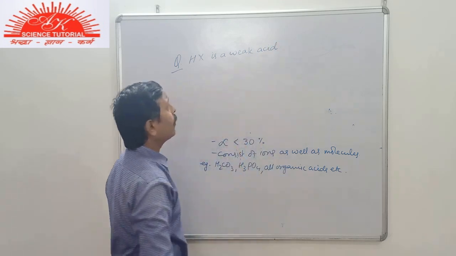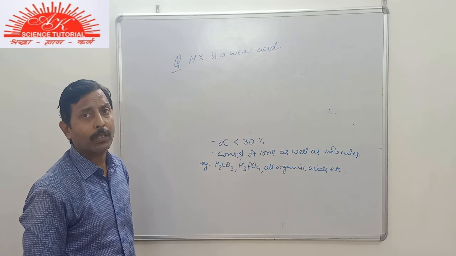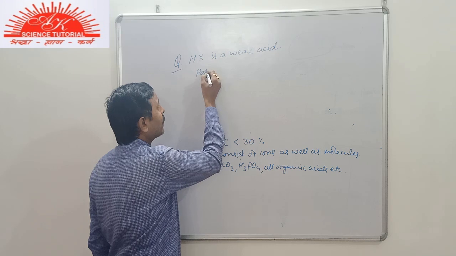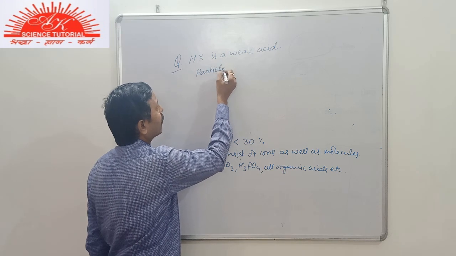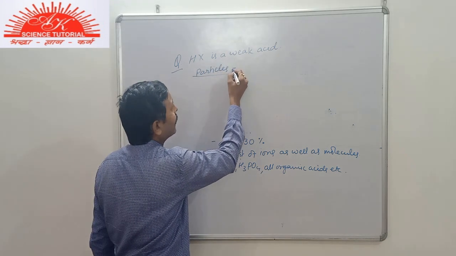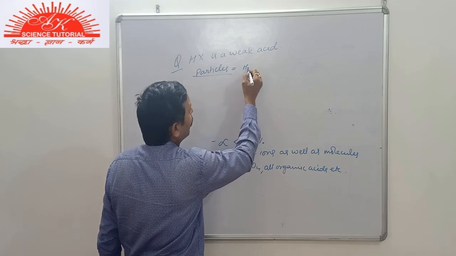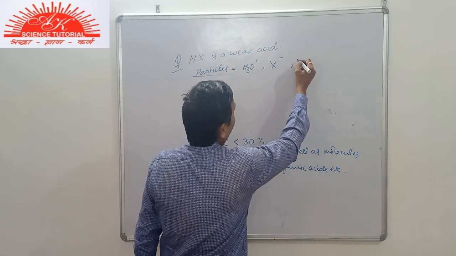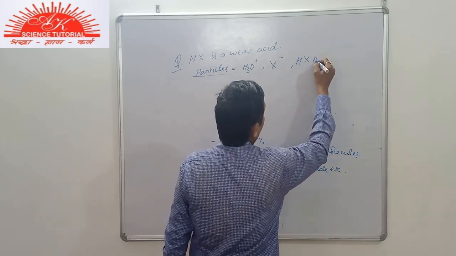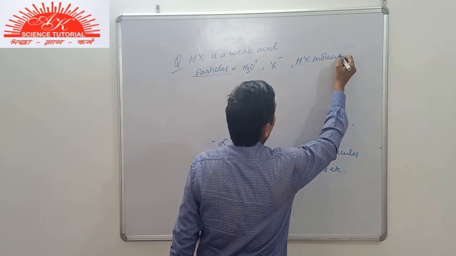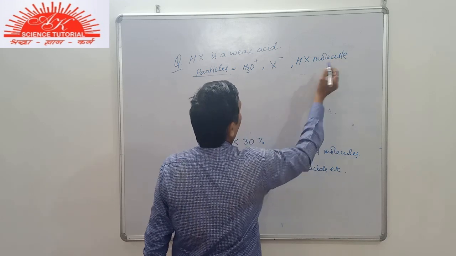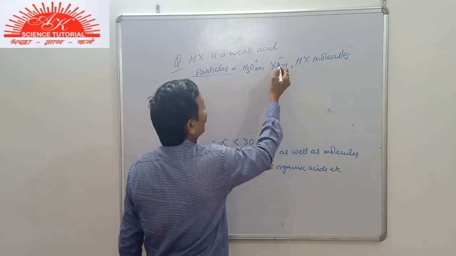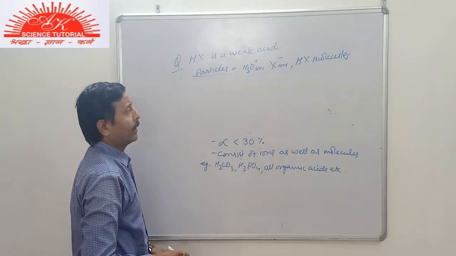Then what kind of particles will be present in its aqueous solution other than that of water? So the particles in it will be hydronium ion, X minus ion, and HX molecule. We write here ions and HX molecules. So these three types of particles will be present.